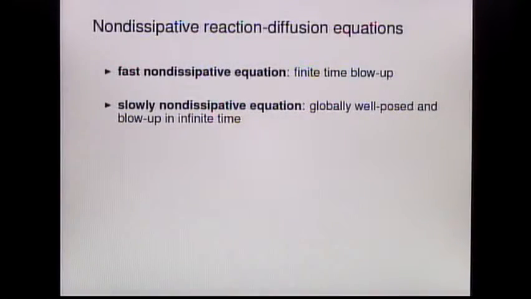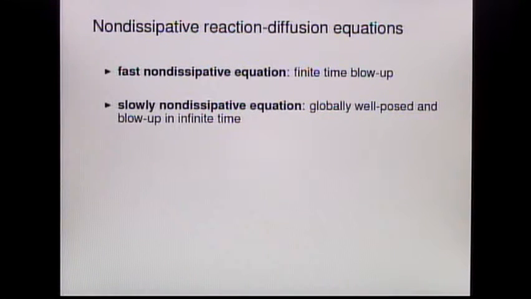So not every solution is globally defined. Or our equation has all the solutions defined globally, but at least one solution will blow up in infinite time. So in this case, we say that our equation is a slowly non-dissipative equation. So generically speaking, these are the only two remaining classes of equations for that problem.